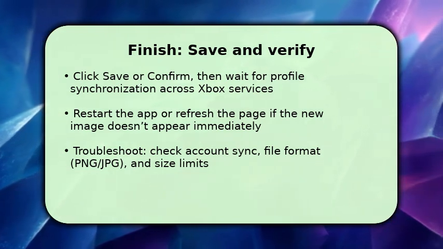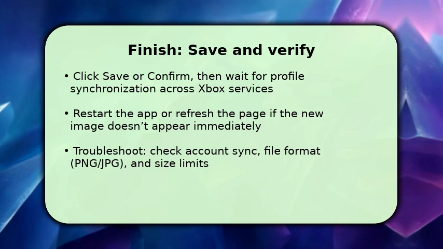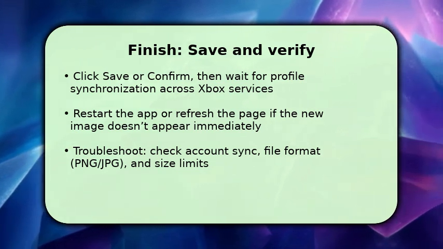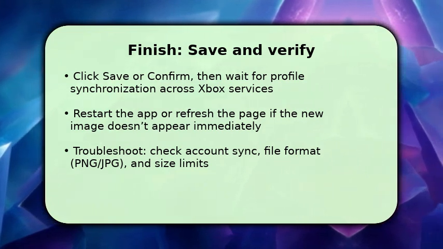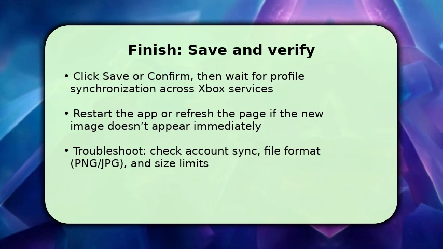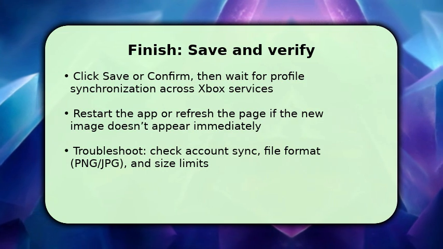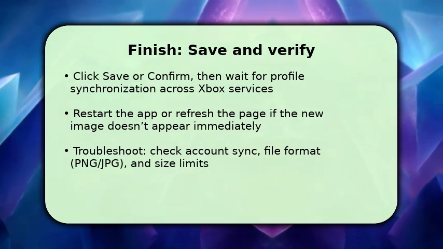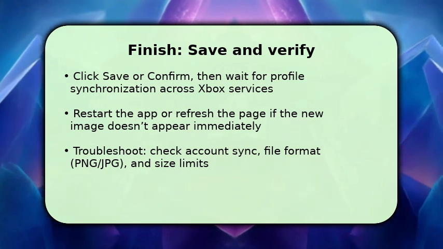Once done, refresh the page or restart the Xbox Cloud Gaming app to force an update. Changes often appear within minutes but sometimes take longer. If it doesn't show, make sure the file is PNG or JPG under size limits and not blocked by content rules. If problems persist, sign out and sign back in or check account sync on Xbox.com. These steps usually resolve lingering issues quickly.